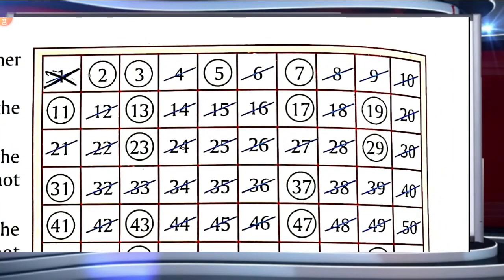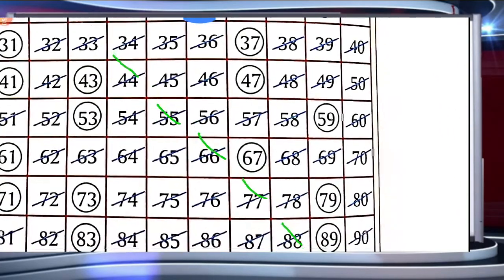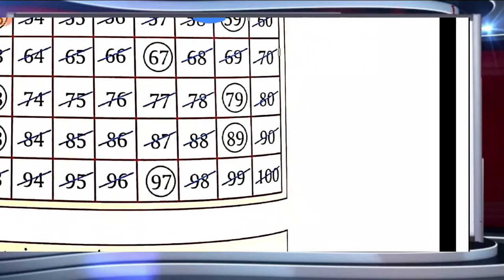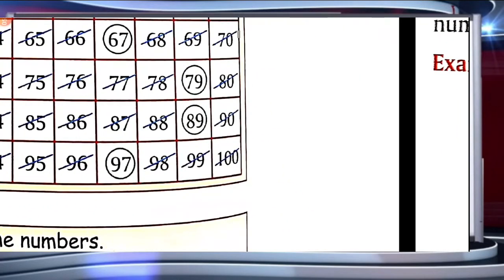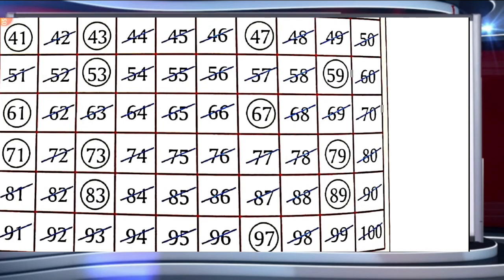Now you will circle 7 and cross out all the multiples of 7 that have not already been crossed out. Similarly, you will circle 11 and cut out all the multiples of 11. See students, to cut all the multiples of 11, it is very simple: 22, 33, 44, 55, 66, 77, 88, 99. All these are multiples of 11. You will continue this process by encircling the next uncrossed number and crossing out its multiples.